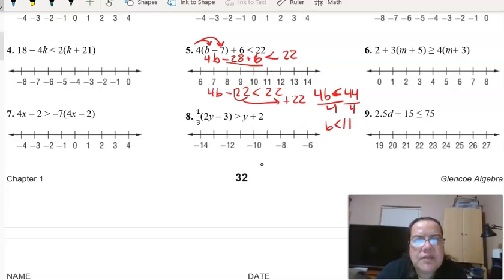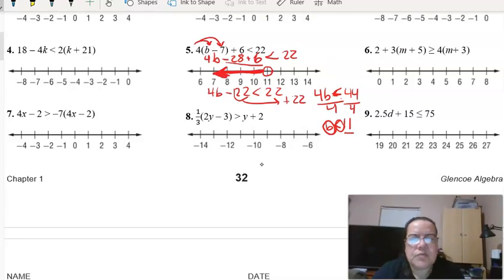So now I have to identify the 11. Then I have to figure, do I color it or not? Well, there is no bar here. There's no equal sign. So it's open. And I'm looking for any number that is smaller than 11. Well, the numbers smaller than 11 come this way. So you would just do something like that.